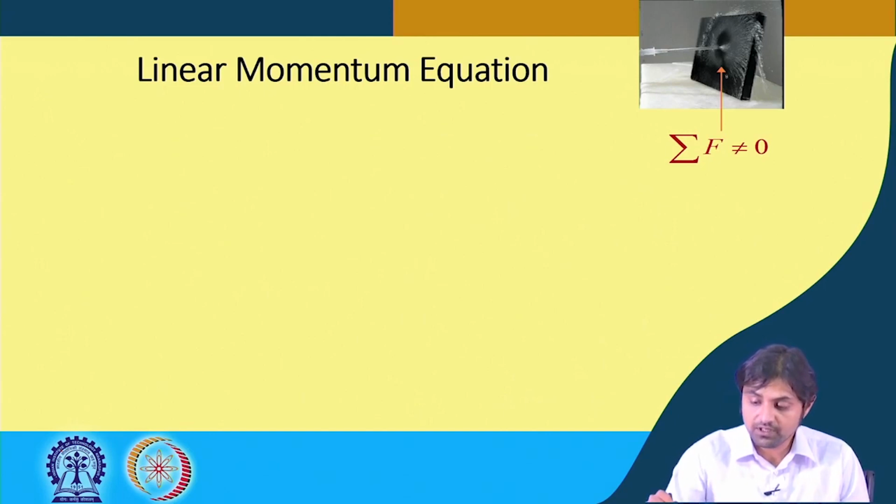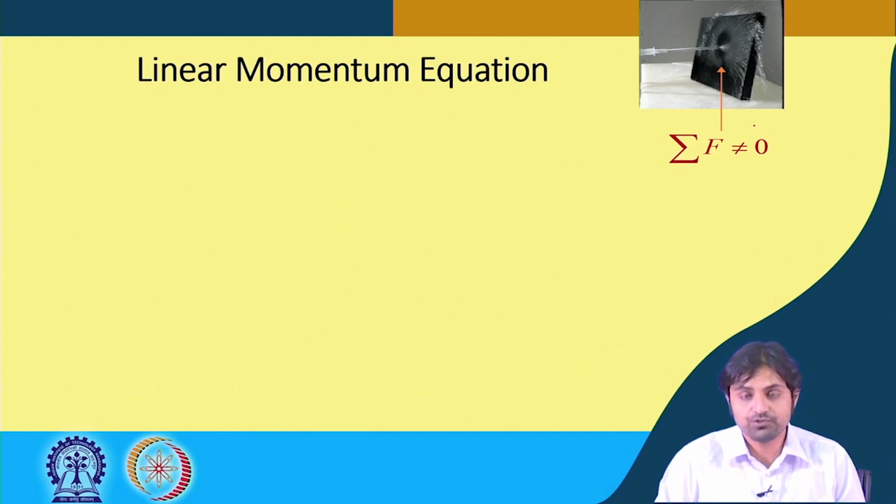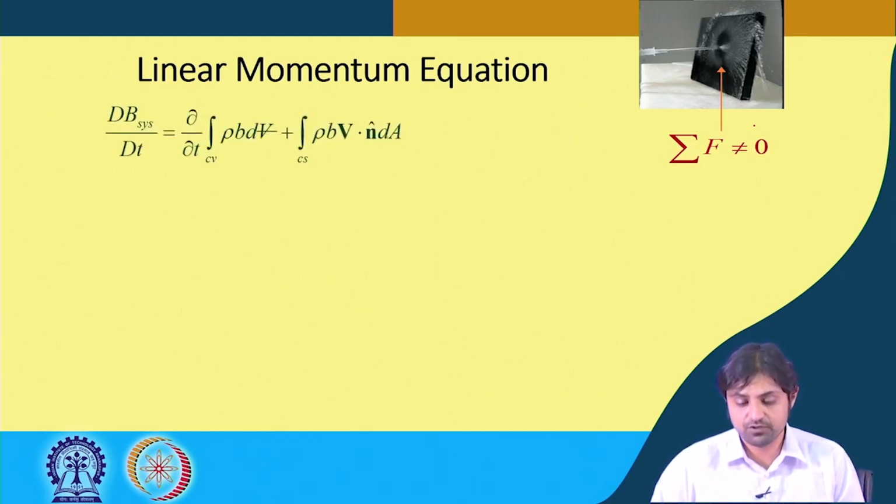In this particular case, the net force is not going to be 0, because the momentum before hitting there is a certain momentum, and after hitting it turns to 0. So the rate of change of momentum is force, and the rate of change of momentum is not 0. Therefore, there will be some finite force.